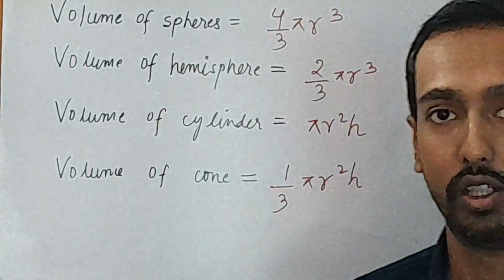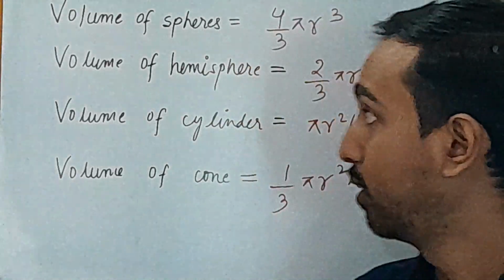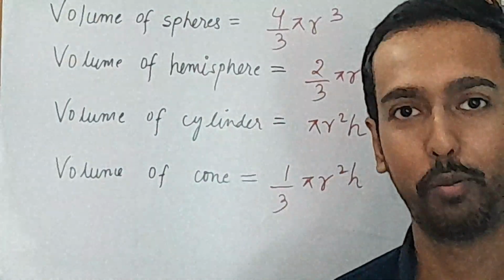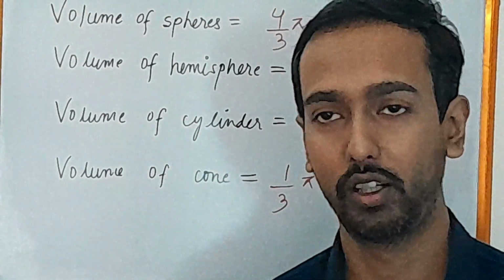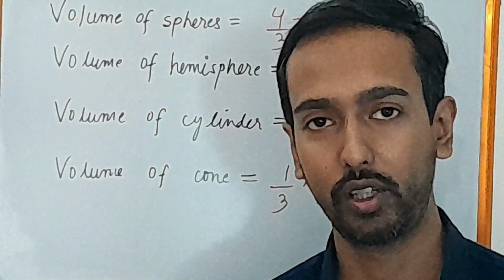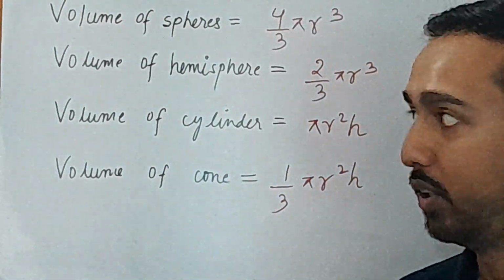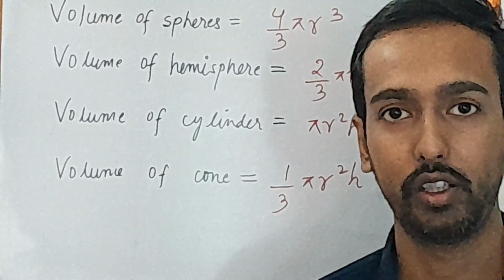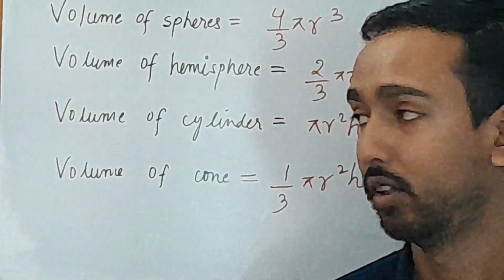So first of all, let's start with the volume of the sphere. The volume of the sphere is given by 4 by 3 pi r cube, where r is the radius of the sphere. Then the volume of the hemisphere is given by 2 by 3 pi r cube, where r is the radius of the hemisphere. We see that the volume of the hemisphere is just half that of the volume of the sphere.